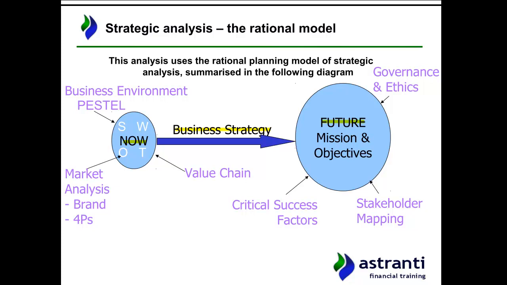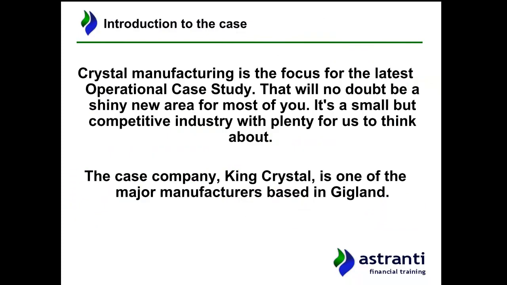So having an idea of where the company is now and where they want to be, we can develop a business strategy that will help them get from now to the future. And that will largely be based on a SWOT analysis. You can see here the SWOT. And the SWOT analysis will inform our business strategy for the company. Now, the way we're going to do this is first by looking at the future, the mission and objectives of the company. Then we'll look at now, the pestle, the market analysis, the value chain, and that will help us devise the strategy.